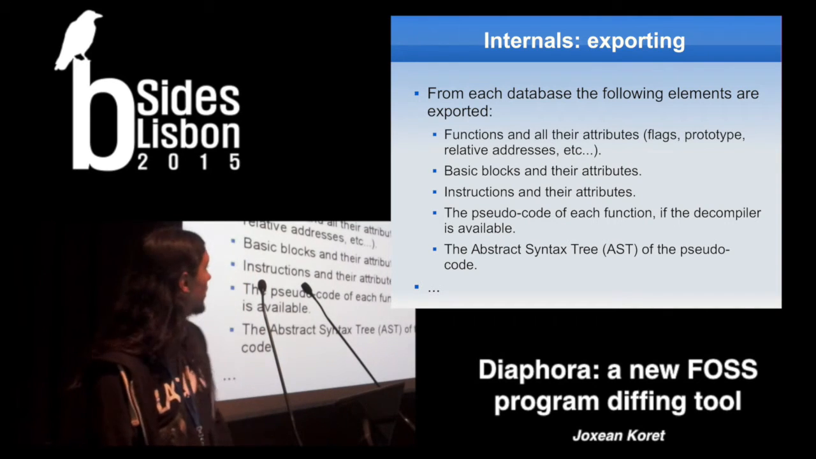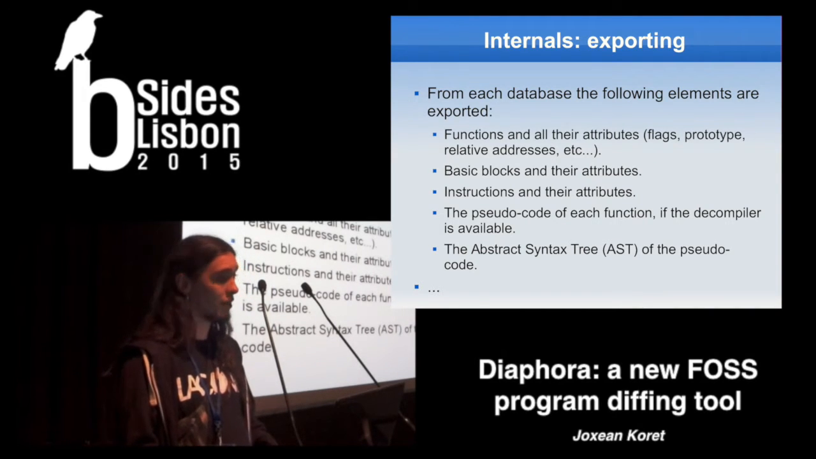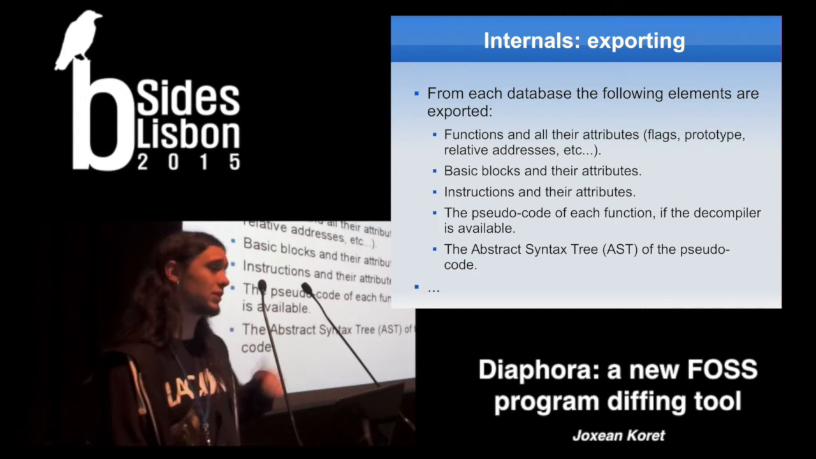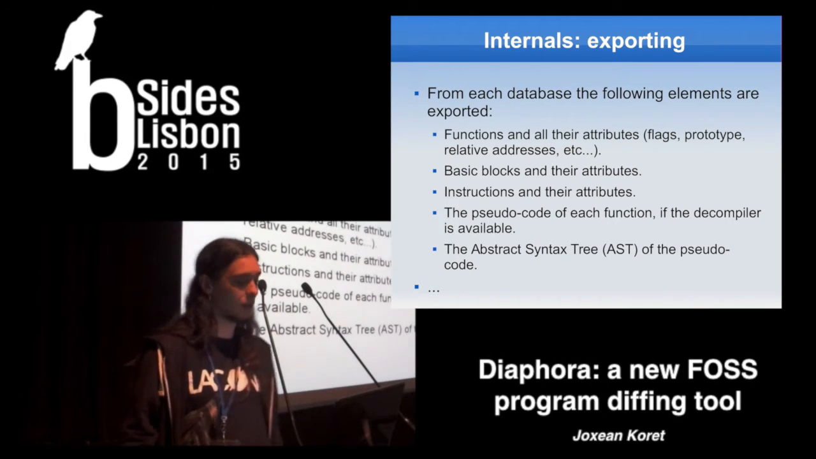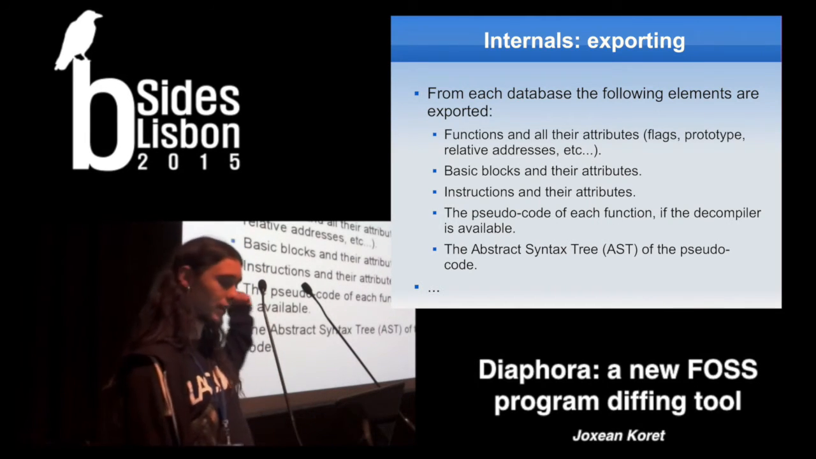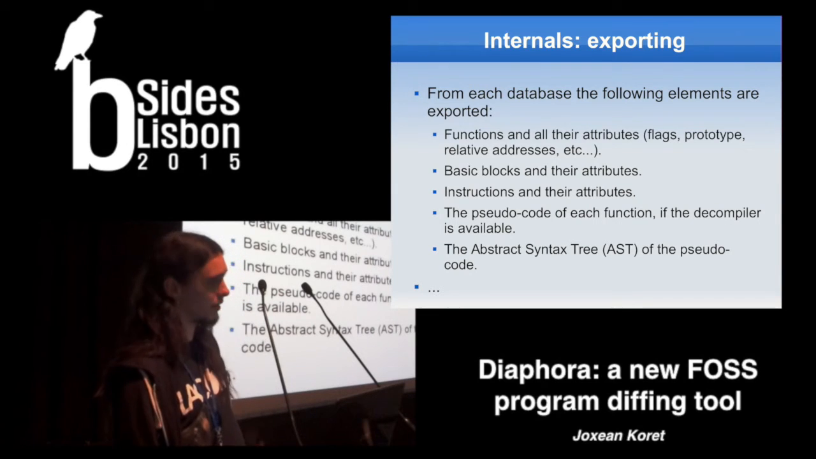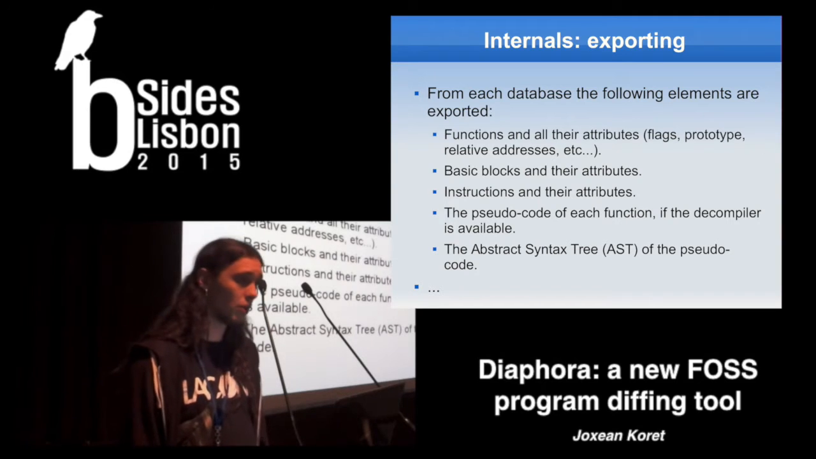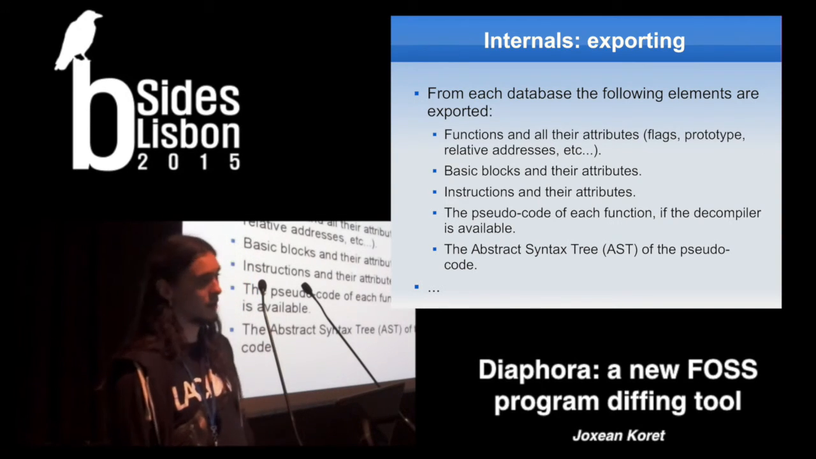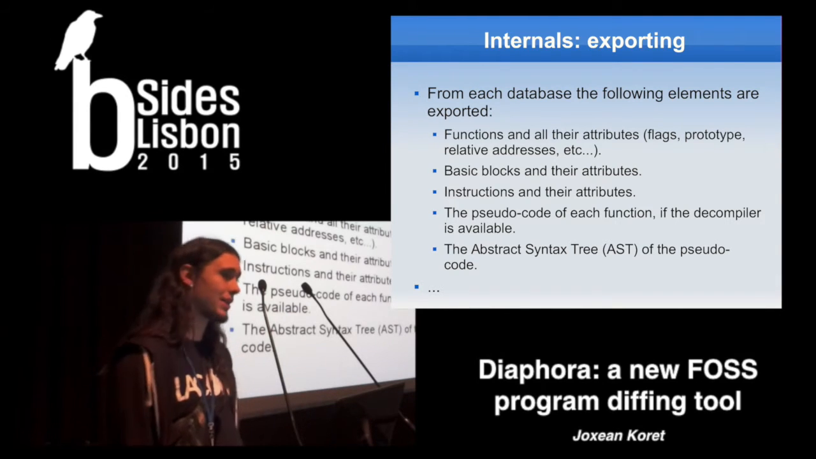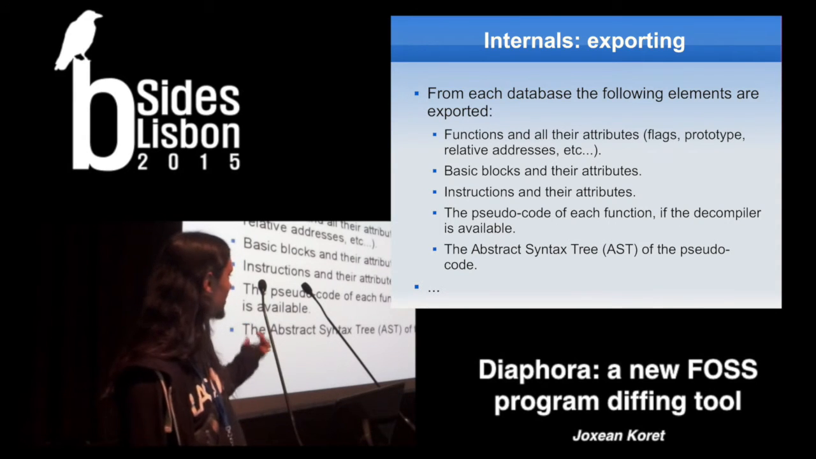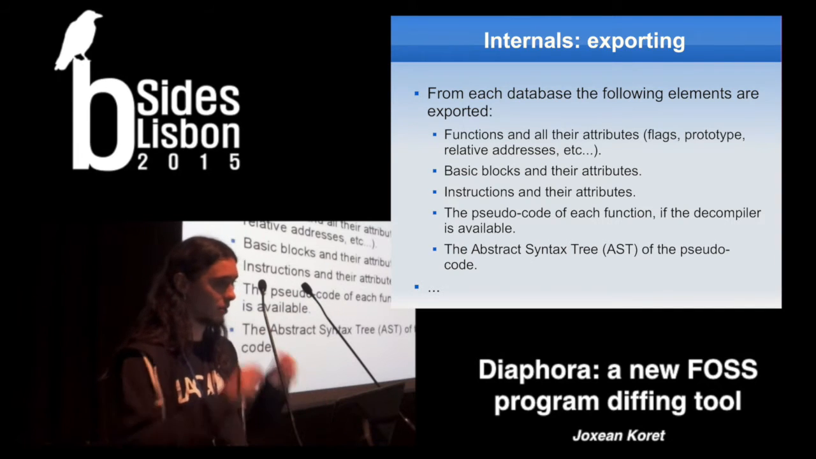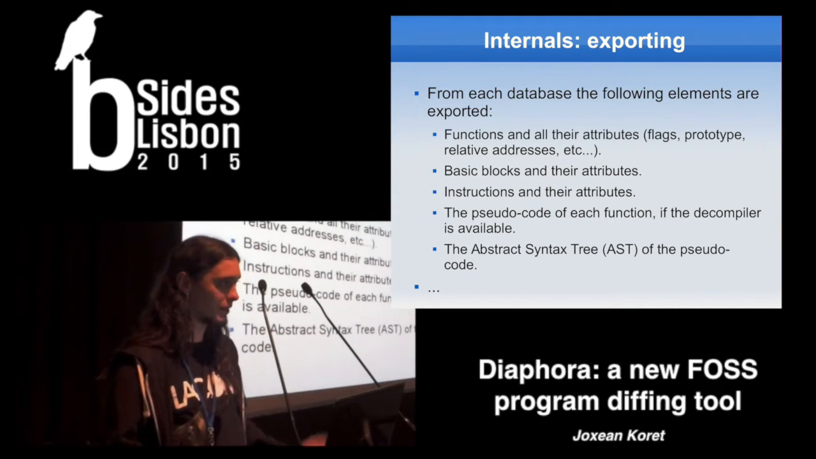Okay, how it works. When exporting, it exports the following from each database: elements like functions, all the related attributes to the functions, like flags, the prototype, the relative addresses, the number of basic blocks, the number of heads, the cyclomatic complexity. Also, all the related information for the basic blocks, all the related information for the instructions, the pseudo-code, the decompiled code of each function, also the abstract syntax tree, the AST, of each function's pseudocode. The abstract syntax tree is a structure that explains how the code from a language is expressed.